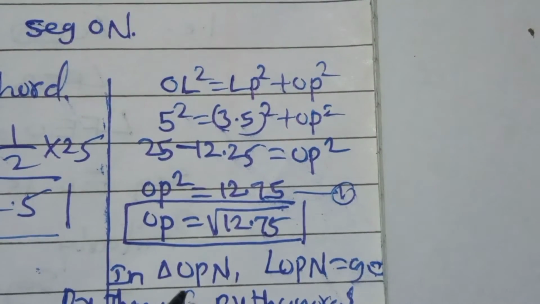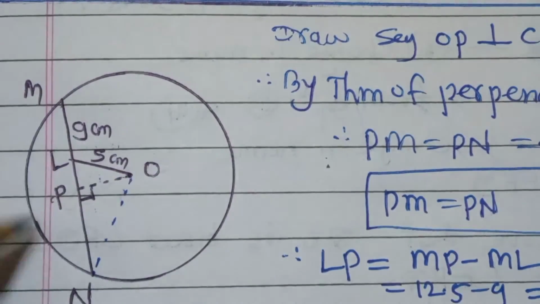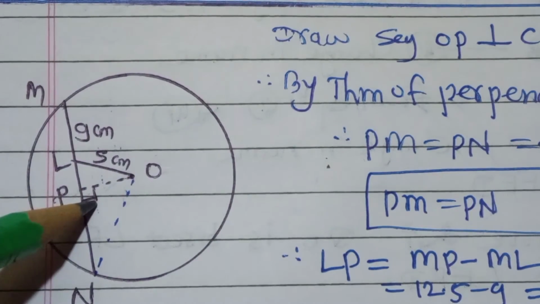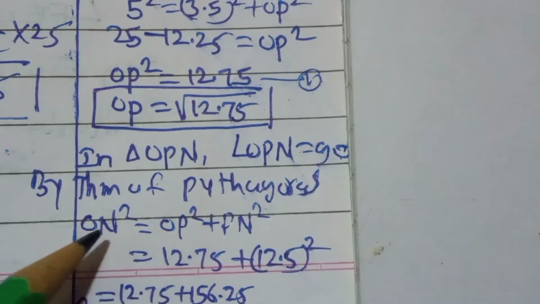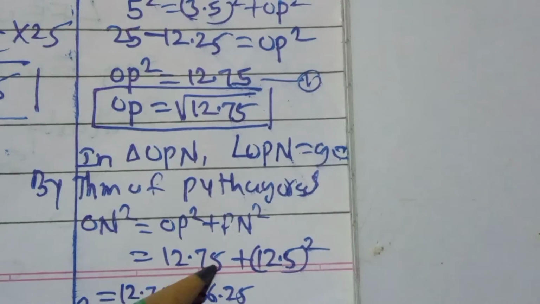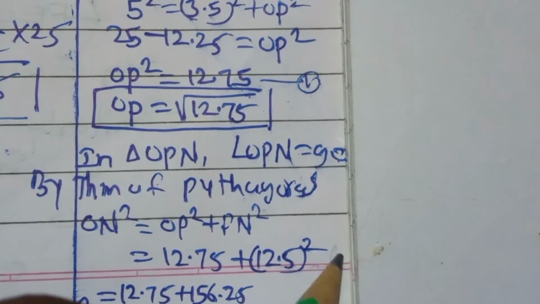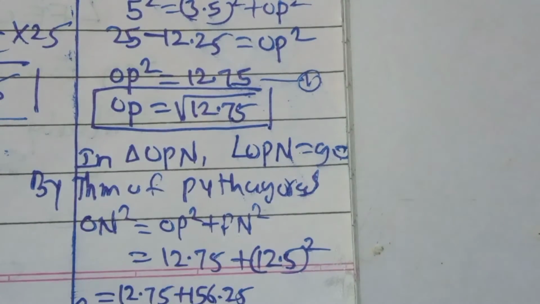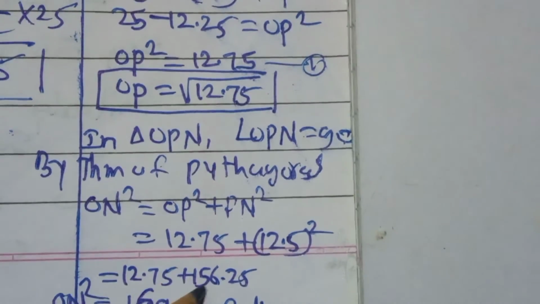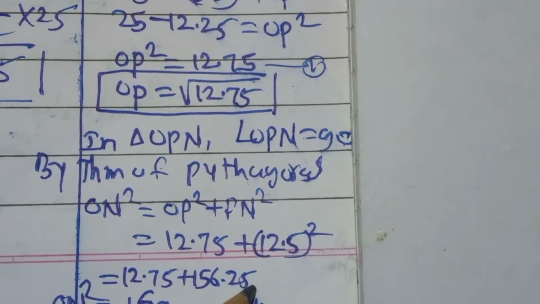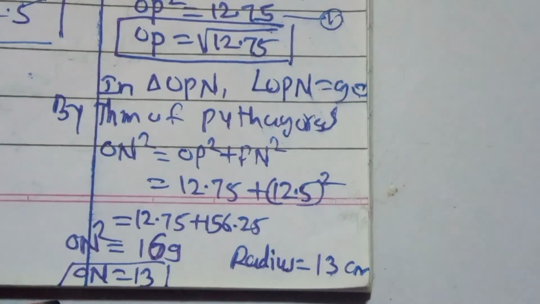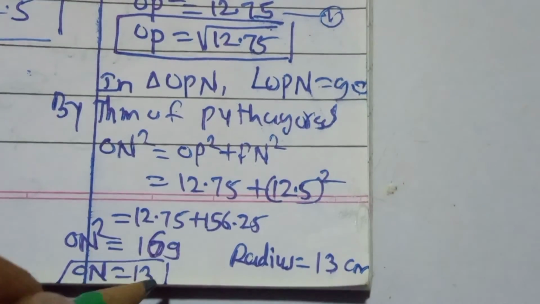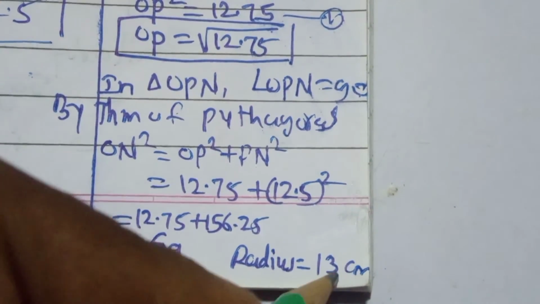OP equal to root 12.75. In triangle OPN, angle OPN is equal to 90 degrees. By Pythagoras theorem, ON square equal to OP square plus PN square. OP square is 12.75 from equation 1, and PN is 12.5, squared. 12.5 square is 156.25. So the sum is 169. Taking square root, ON is equal to 13. The square root of 169 is 13. So the radius of the circle is 13 centimeters.